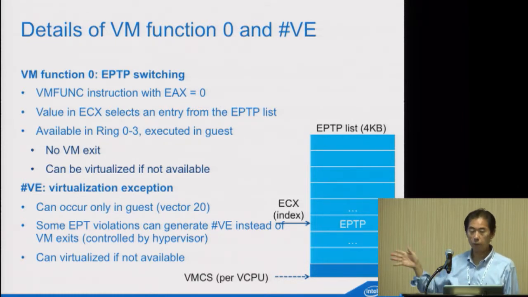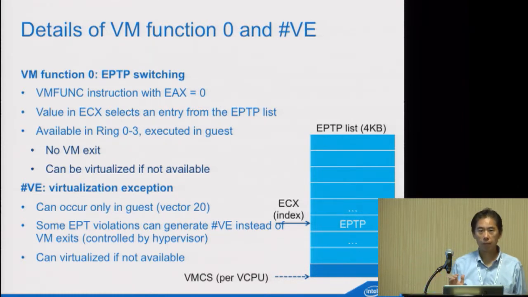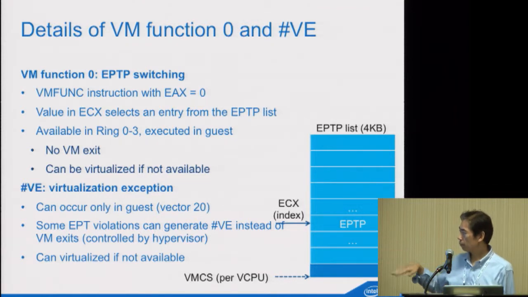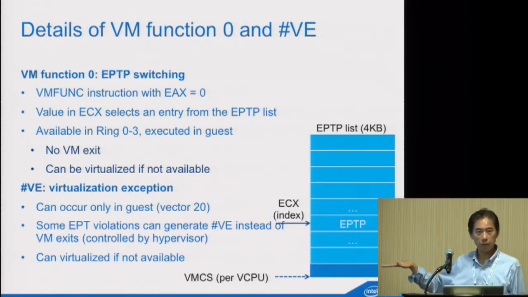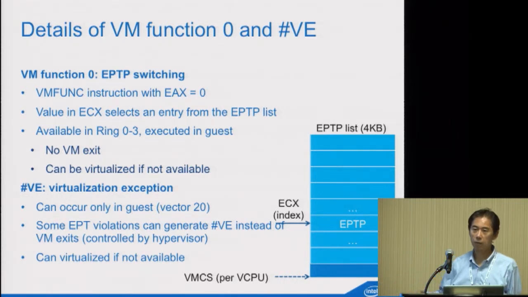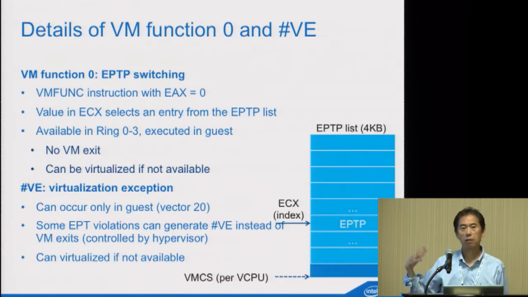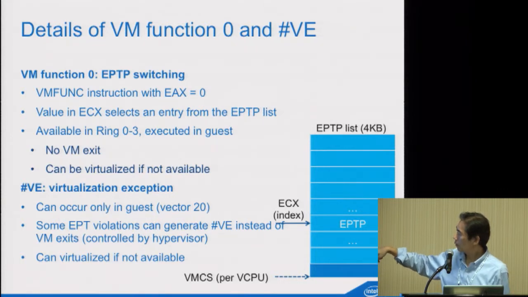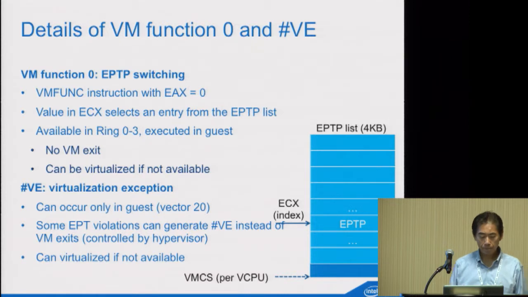And again, no VM exit, and the TLB should also work well here. If the feature is not there, we can actually virtualize this one, but we need to take a VM exit in that case. But if we have a different alternative EPT, we can switch to this one easily.